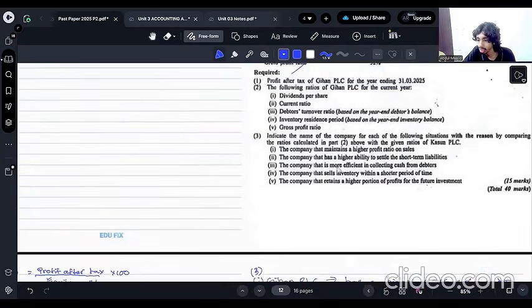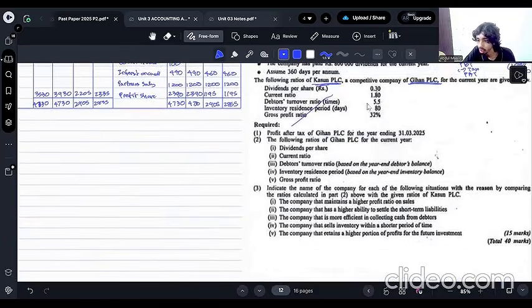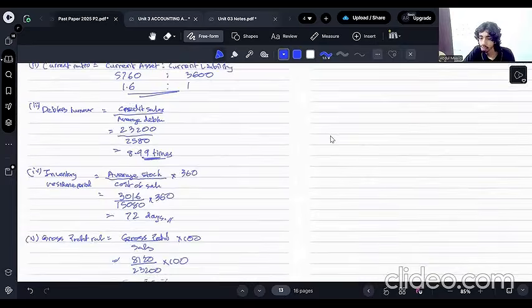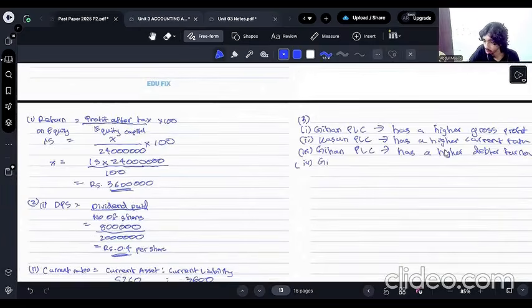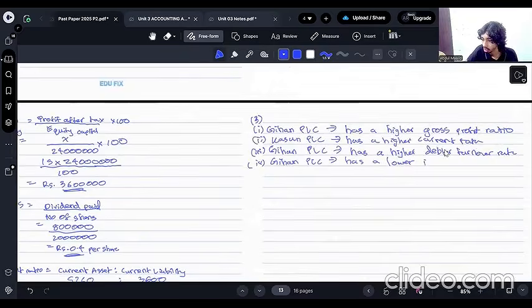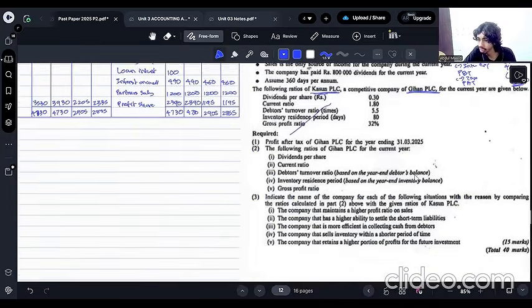Fourth one, the company that sells inventory within a shorter period of time. Then you have to find the inventory residence period. Kasun is taking 80 days to sell inventory, while Gihan is taking only 72 days. Then again, you're going to say Gihan PLC has a lower inventory residence period. Then the fifth one, the company that retains a higher portion of profit for future investment.